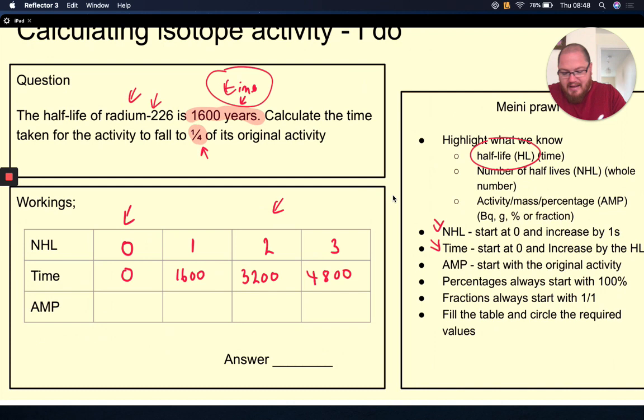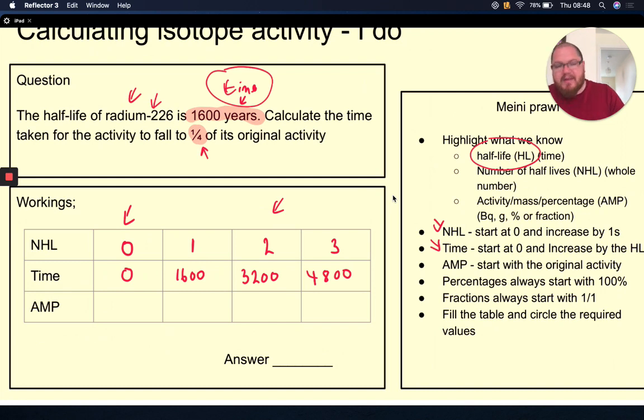So bearing in mind, these tables will not be given to you in the exam. I know for this answer, I only need 3 columns. But sometimes it can go up to 10 half-lives. So when you're drawing these out, just give yourself plenty of room.